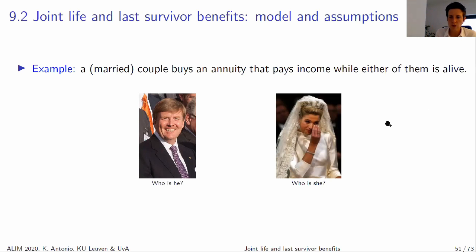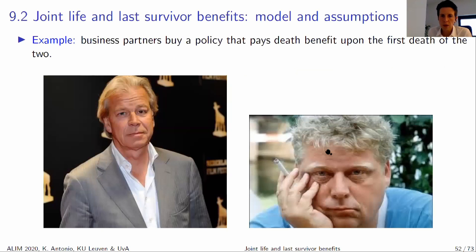So keep in mind the products that we're going to discuss here, they are often used among partners, couples, married couples, and so on. On the other hand, we could also think about other kinds of constructions. In this case, I'm referring to business partners who buy a policy that would pay a certain benefit upon the first death of the two business partners, with the idea that when this benefit is paid, it can be used by the surviving business partner to continue the business.